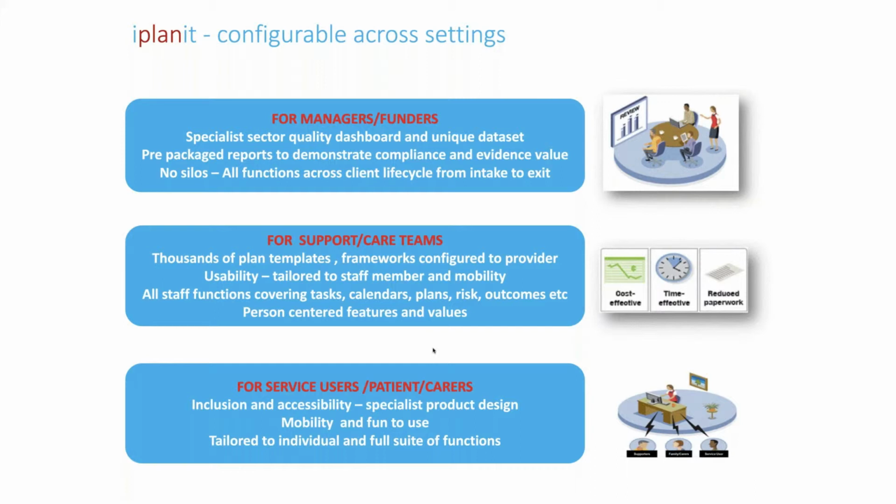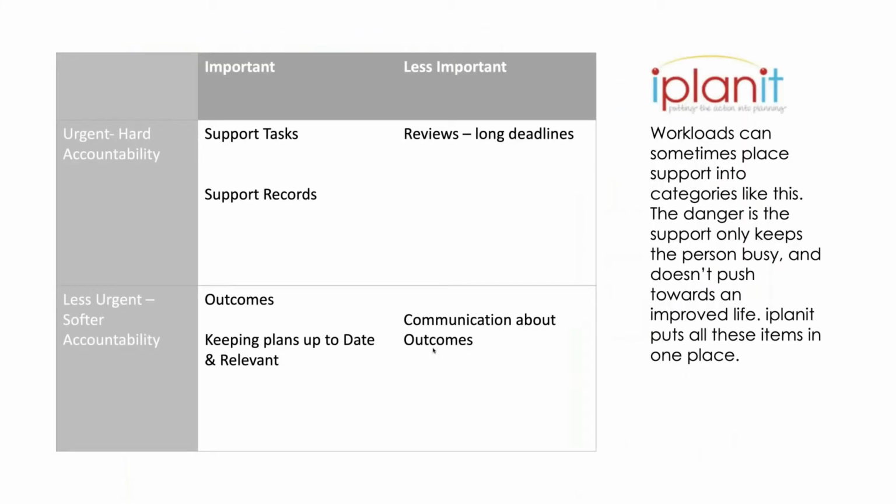Now, thinking about what we're going to look at today, we're going to look at support tasks and outcomes and the difference between the two, but also reviews, support records, notes and logs, keeping plans up to date and relevant, and communication about those outcomes. Now, on paper or in some systems, these things can be very, very different tasks. So we tend to put them in order of importance and urgency.